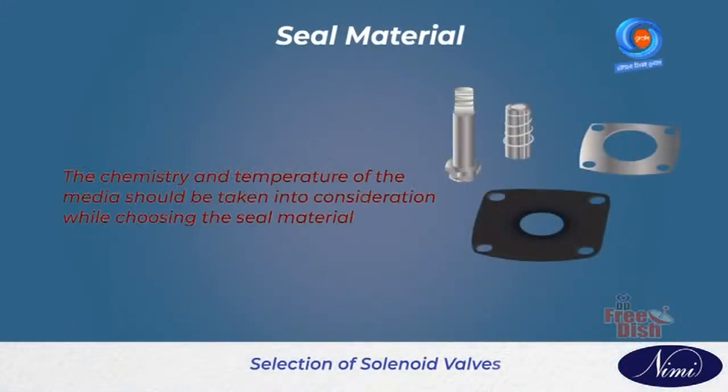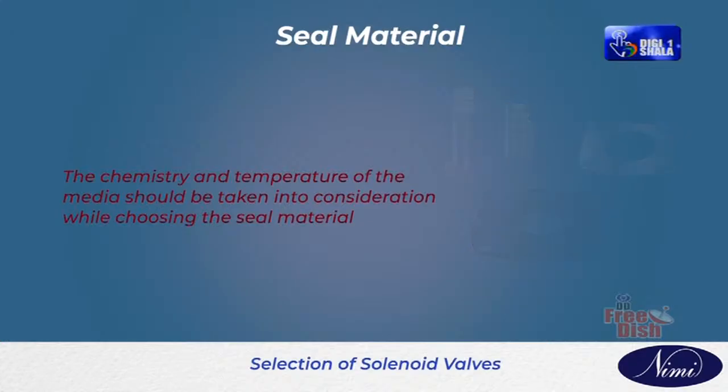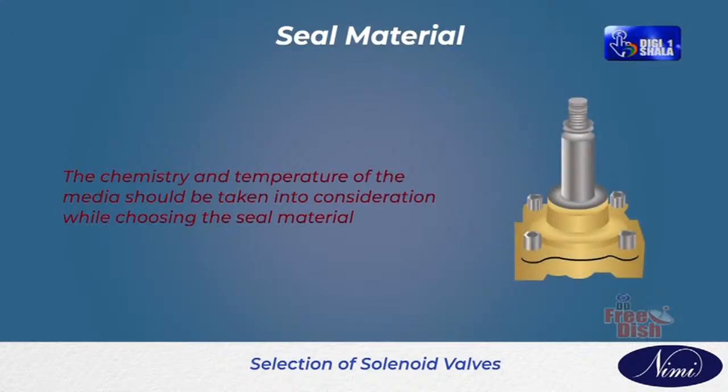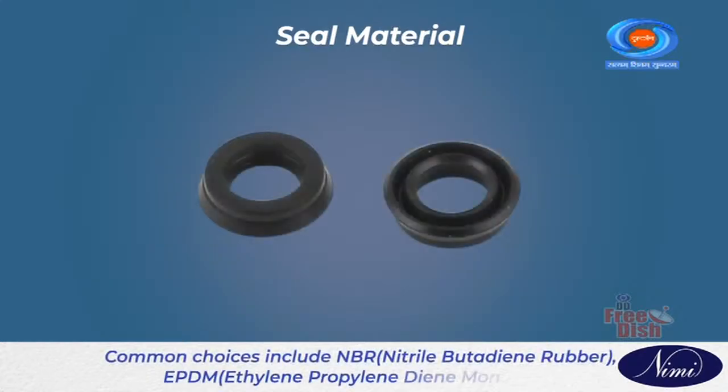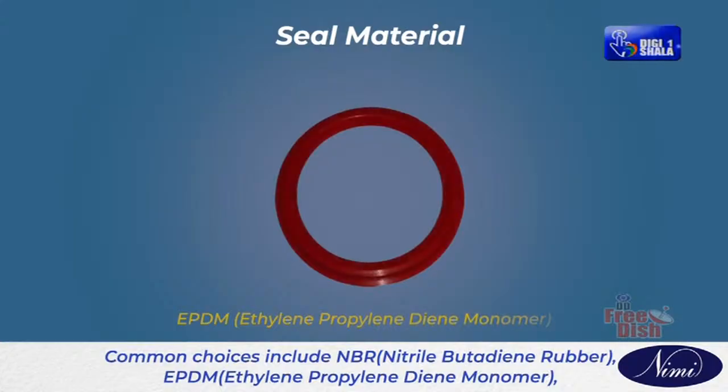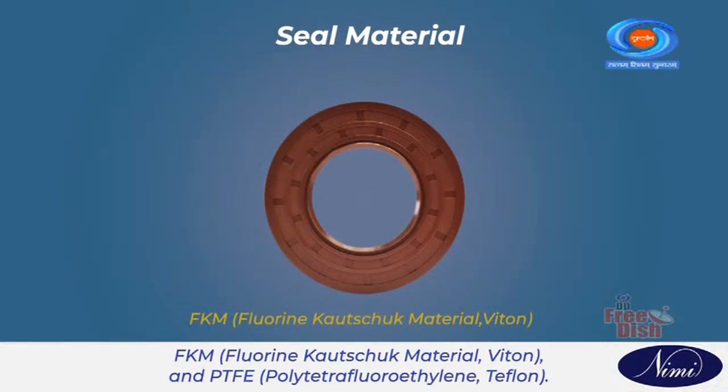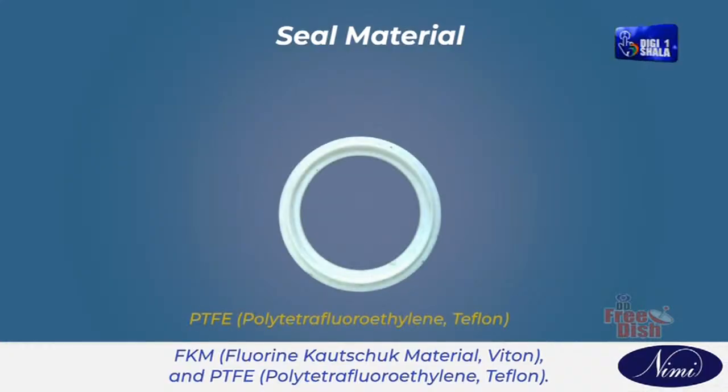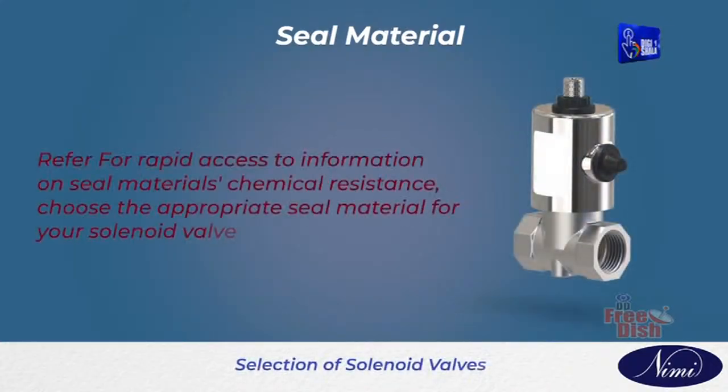The chemistry and temperature of the media should be taken into consideration while choosing the seal material. Common choices include NBR, nitrile butadiene rubber, EPDM, ethylene propylene diene monomer, FKM, fluorine caustic material Viton, and PTFE, polytetrafluoroethylene Teflon. Refer for rapid access to information on seal materials, chemical resistance. Choose the appropriate seal material for your solenoid valve.